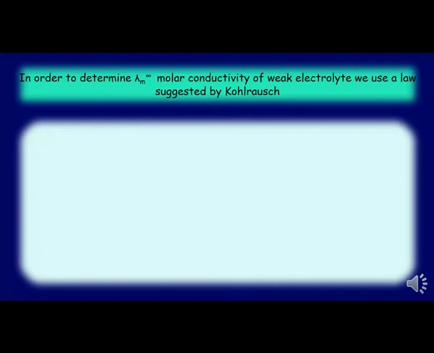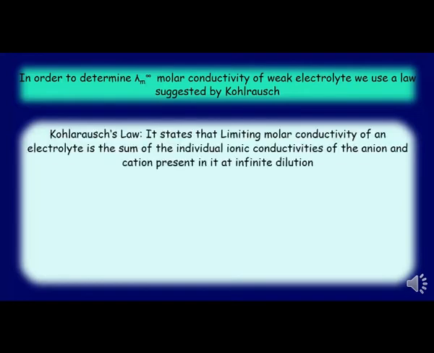In the previous two slides, we have emphasized that we cannot determine the lambda infinity of a weak electrolyte graphically. So in order to determine the lambda infinity, that is molar conductivity at infinite dilution of a weak electrolyte, we use a law suggested by Kohlrausch. Kohlrausch's law states that the limiting molar conductivity of an electrolyte is the sum of individual ionic conductivities of anions and cations present in it at infinite dilution.